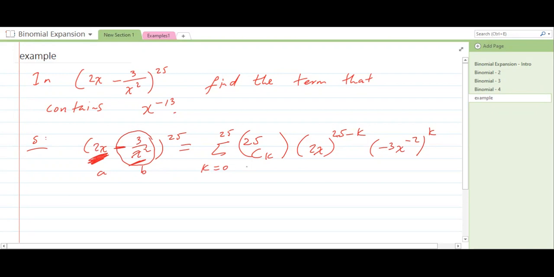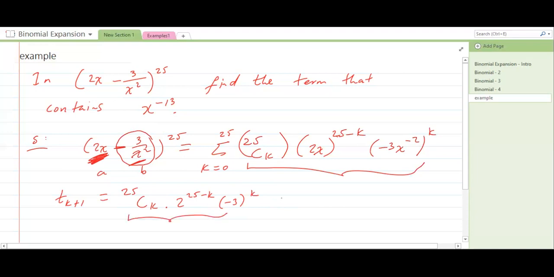Now, let me just take this out and put it into the term formula. So t(k plus 1) is equal to 25 choose k, separating the variables and the coefficients, 2 to the power 25 minus k, minus 3 to the power k. These are my coefficients and these are my variables. Variables are x to the power 25 minus k, dot x to the power minus 2k.